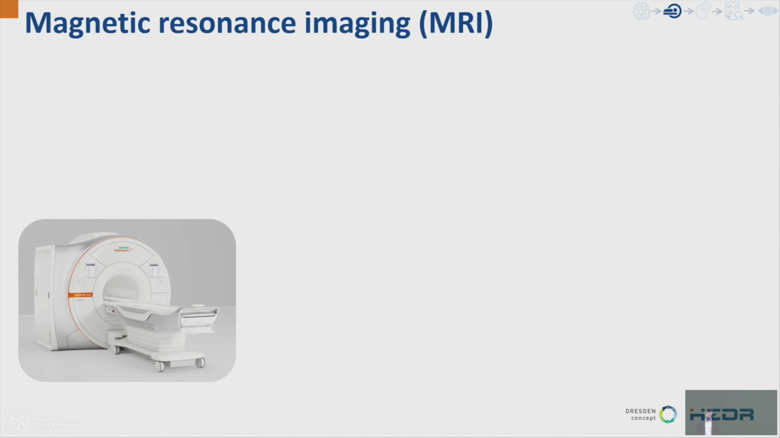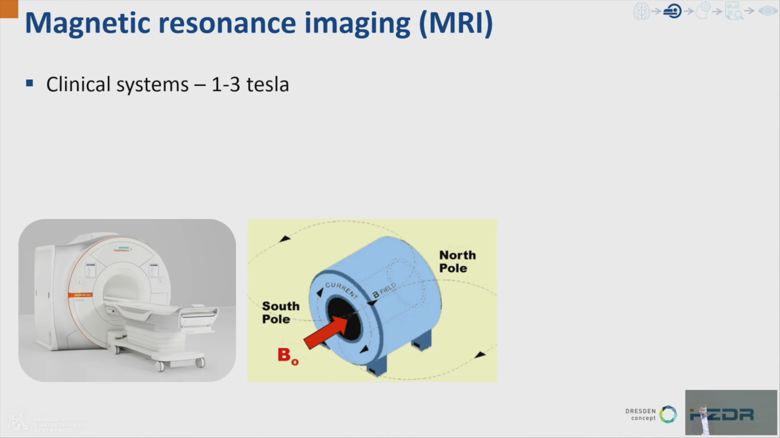A device that allows us to obtain real images of tissue using nuclear magnetic resonance is called magnetic resonance imaging. You see an example of an MRI machine here. Basically, this is just a very strong magnet. The strength of the field is around 1 or 3 Teslas, which is super high. The main reason to have such a high field is to have enough SNR in the measurement.